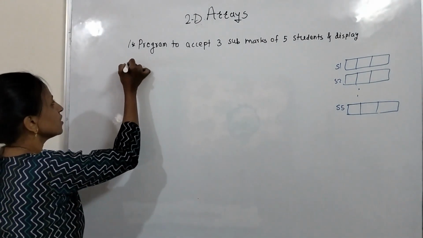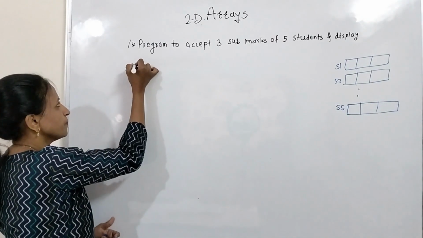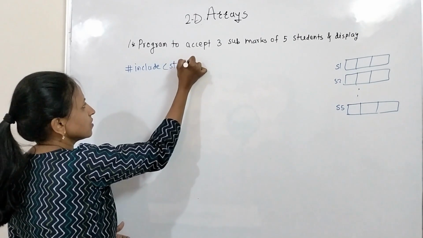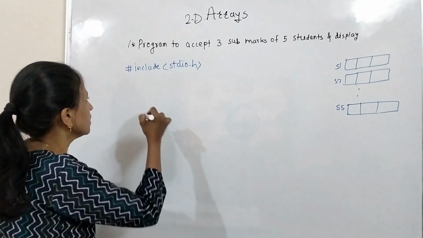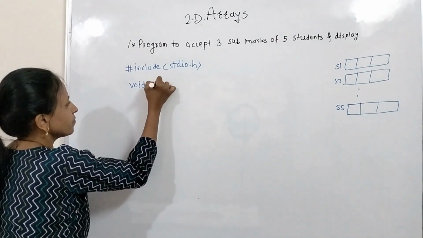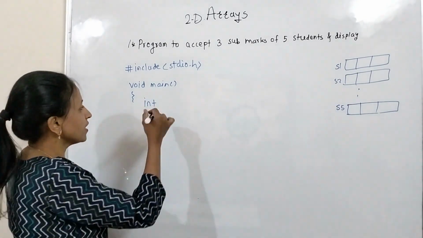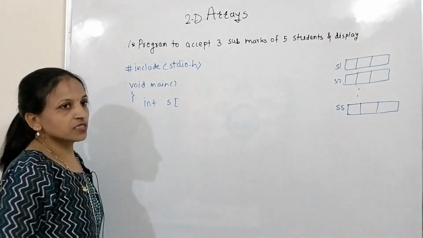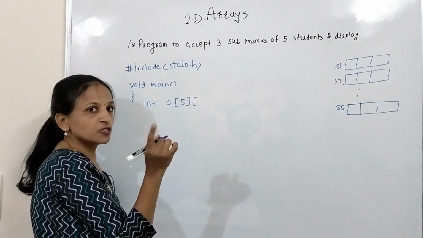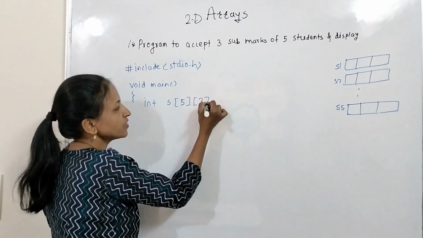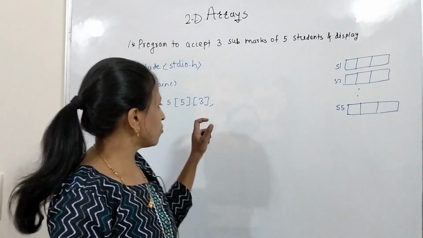Now first we have to include the header file, stdio.h, as usual. Okay, now see, next we have to write void main. In that we will declare one array. Here we have to declare an integer array, and let the array name be s. First, how many students are there? 5 students are there, and for each student 3 subject marks we are going to store. That's why 5 by 3, row size will be 5 and column size will be 3.